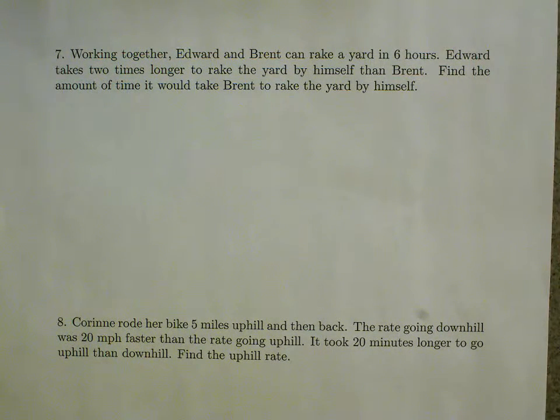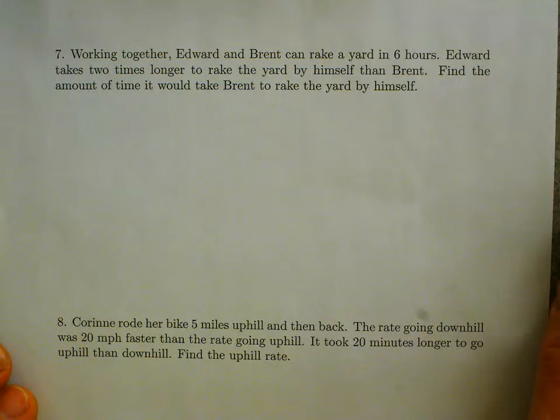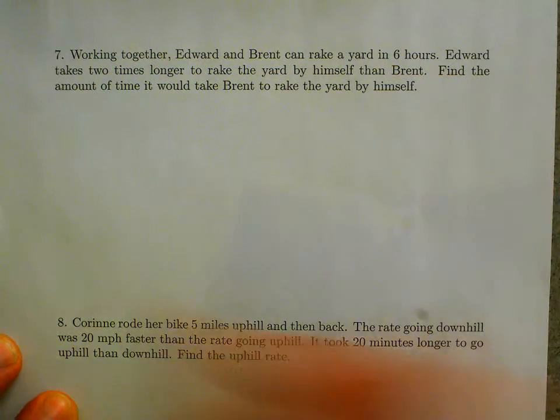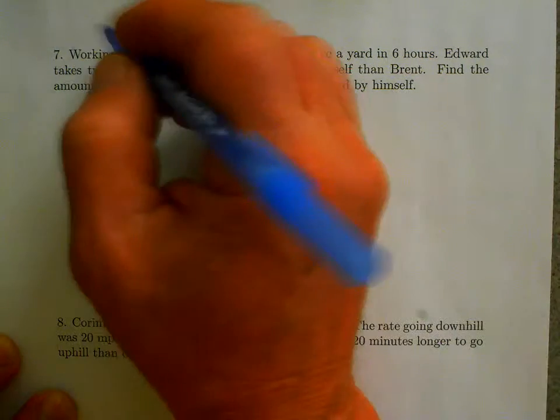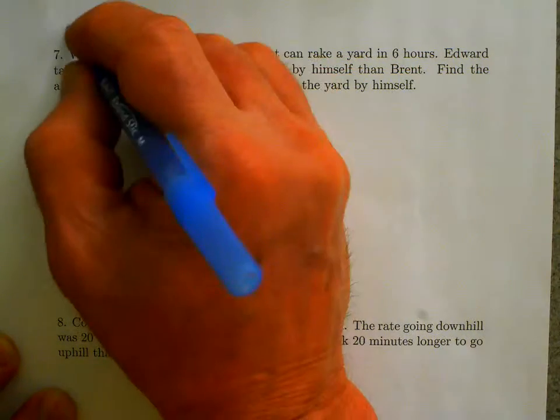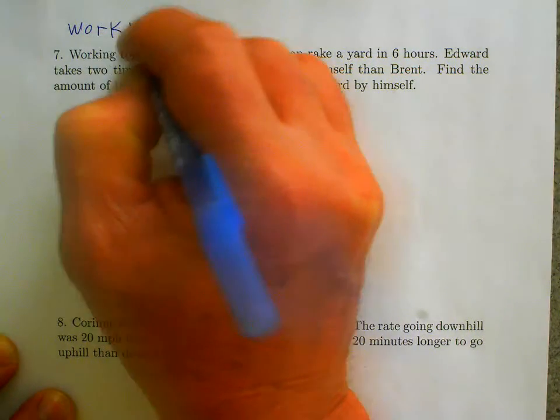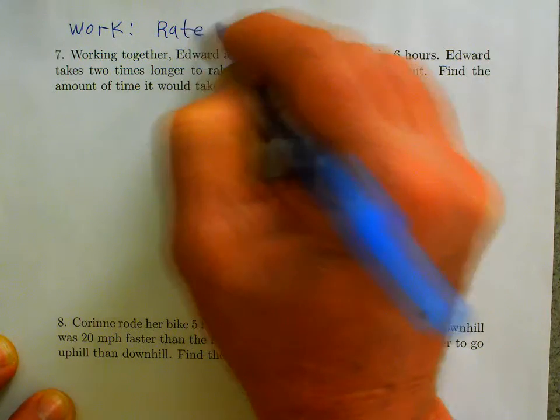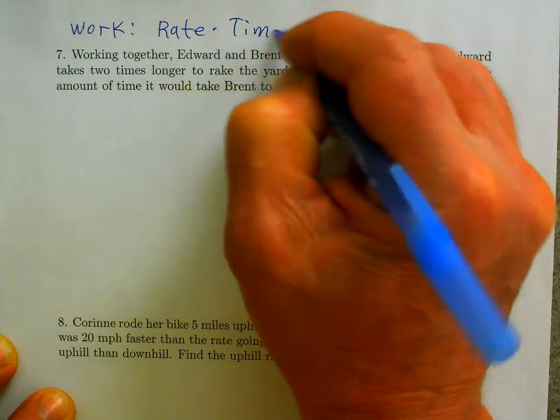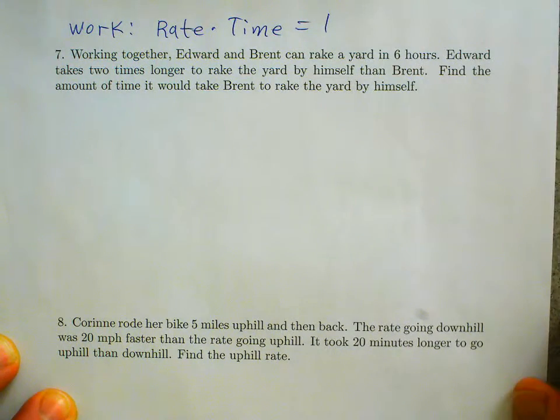This one says, working together, Edward and Brent can rake a yard in 6 hours. Edward takes 2 times longer to rake the yard by himself than Brent. Find the amount of time it would take Brent to rake the yard by himself. This is a work problem. So rate times time equals 1. Those are the sorts of equations that we're going to use in work problems.